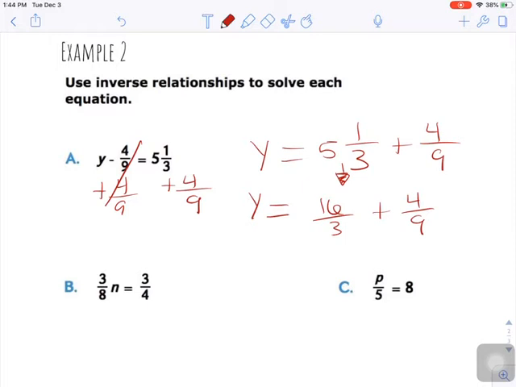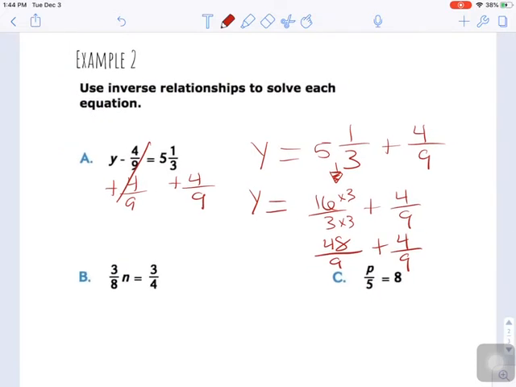So I'm going to multiply my first fraction by 3 to have the same common denominator of 9. So I have 16 times 3 is 48, and 3 times 3 is 9. So I'm left with 48 over 9 plus 4 over 9. Again, when I am adding, the denominator stays the same. So I still have my denominator of 9. And 48 plus 4 is 52, so I have 52 ninths.